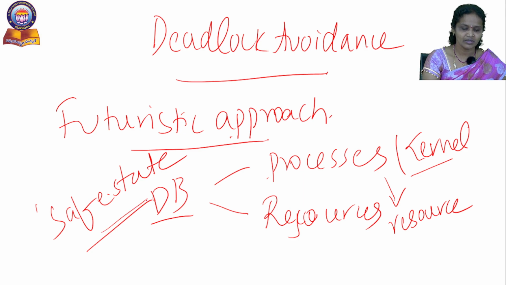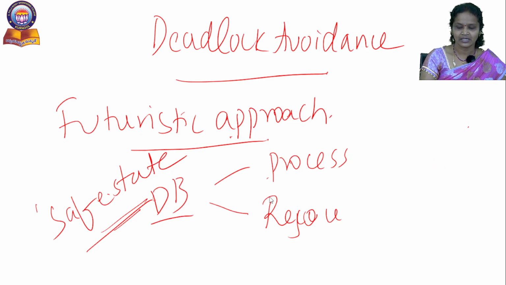If the system enters the safe state, then the kernel will grant that particular resource to the requesting process. If the system doesn't enter into the safe state, then the operating system, that is the kernel, will reject that requested resource for that particular process. Now here let us see how the system is able to tell whether the system is in a safe state or not.